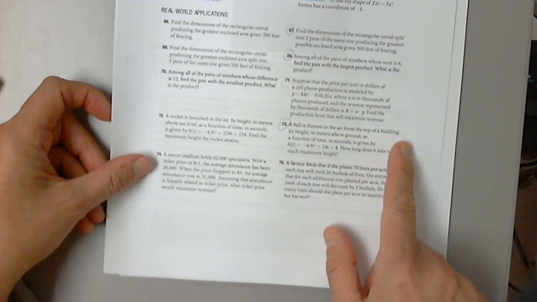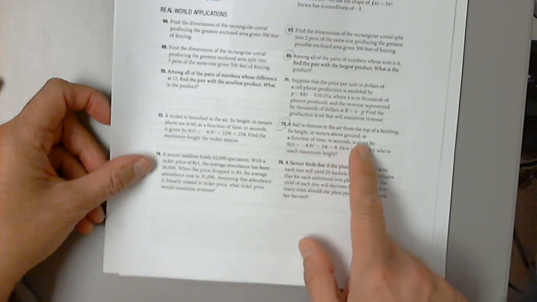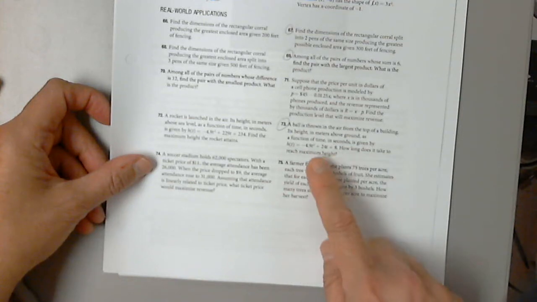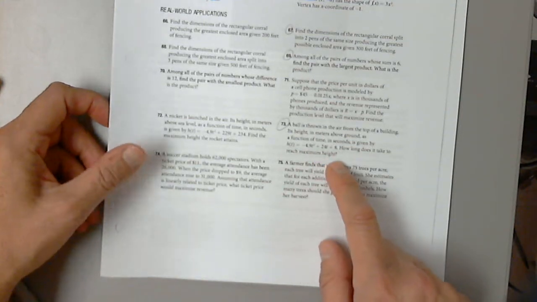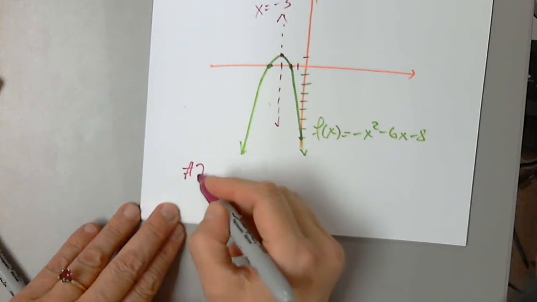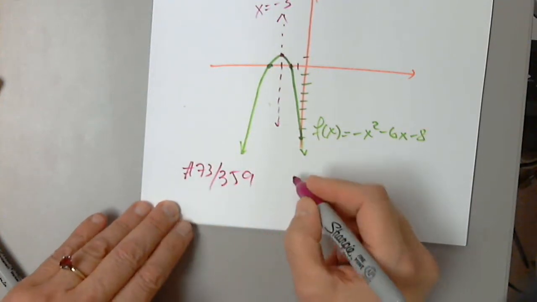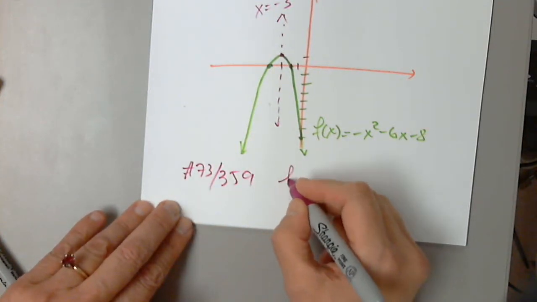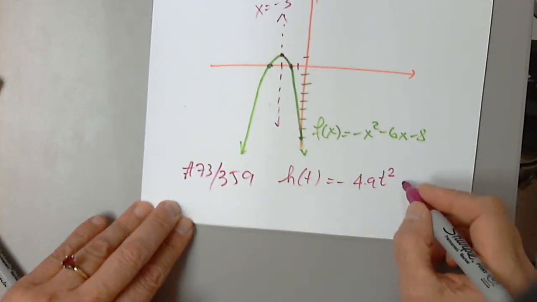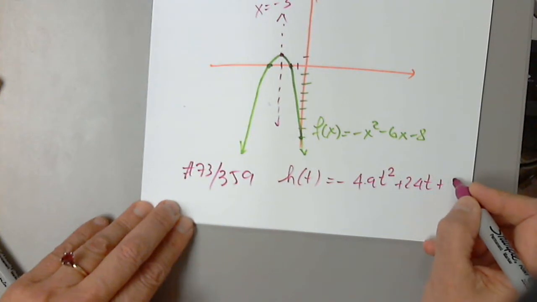A ball is thrown in the air from the top of a building. Its height in meters above ground as a function of time in seconds is given by this. How long does it take to reach maximum height? So this is problem 73 on page 359. We are given h of t equals -4.9 t squared plus 24t plus 8.